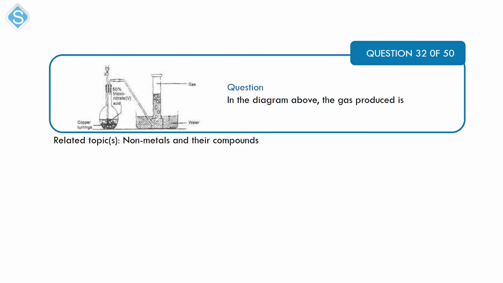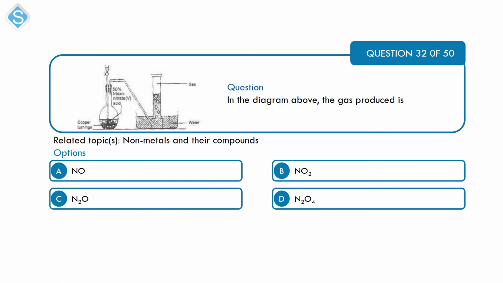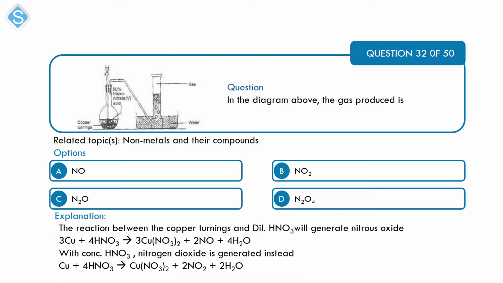This is a question on non-metals and their compounds. In the diagram above, the gas produced is nitric oxide, nitrogen dioxide, dinitrogen oxide, or dinitrogen tetroxide. Okay, so in the diagram we have copper turnings reacting with dilute nitrates, and the reaction between copper turnings and dilute nitrates will generate nitric oxide. That's NO, that's option A. However, if it is with conc nitrate, then nitrogen dioxide will be generated instead.